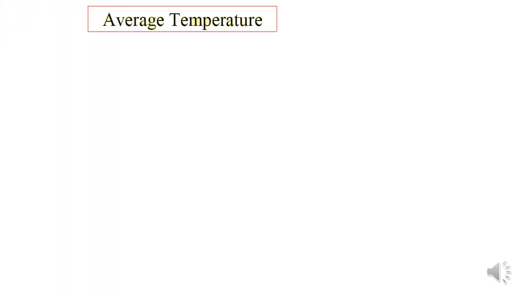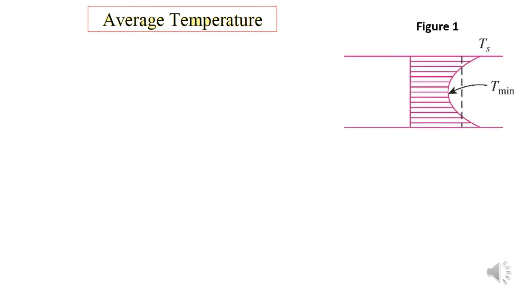Another important parameter in internal flow is the average temperature. Same as the velocity, where we have a variation of velocity throughout the pipe, temperature also has a variation. As you can see in figure 1, we have Ts, which is the surface temperature, and T minimum is the minimum temperature of the fluid, which is located at the center of the pipe. And then we have the vertical dotted black line, which is the mean temperature or average temperature.